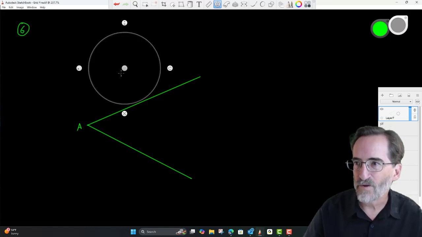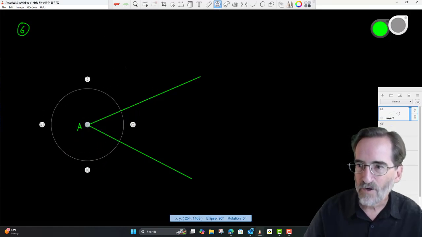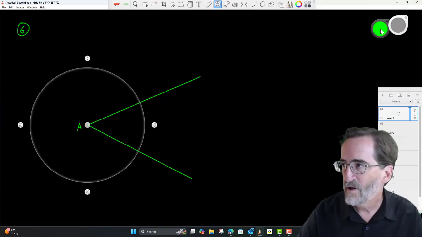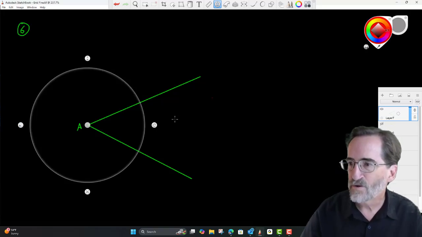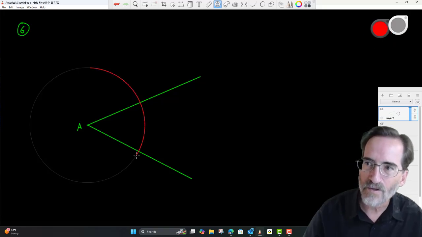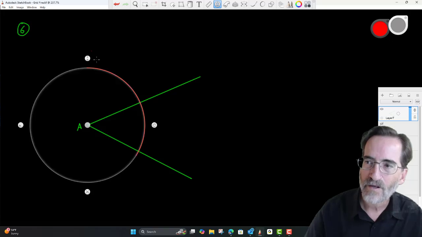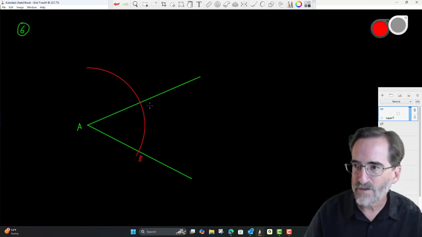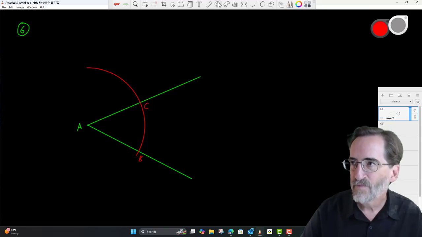They can vary a little bit, but I'm going to grab my compass, put the point on A, set the compass to something convenient, and draw a circular arc that goes through both sides of the angle but continues on at least twice as far. Okay, and I'm going to label the intersection points B and C.